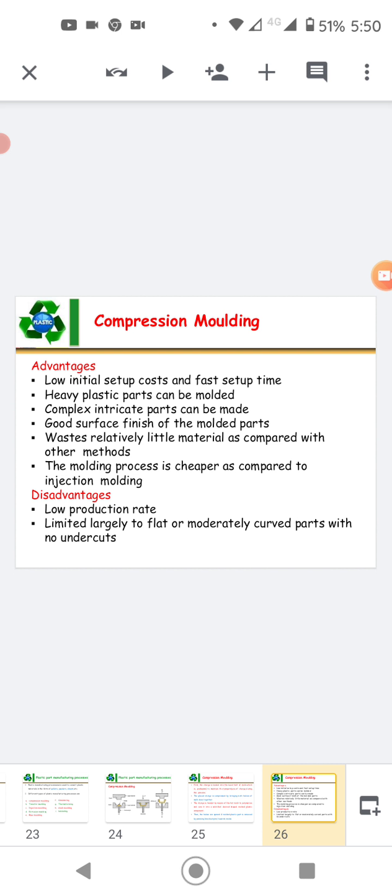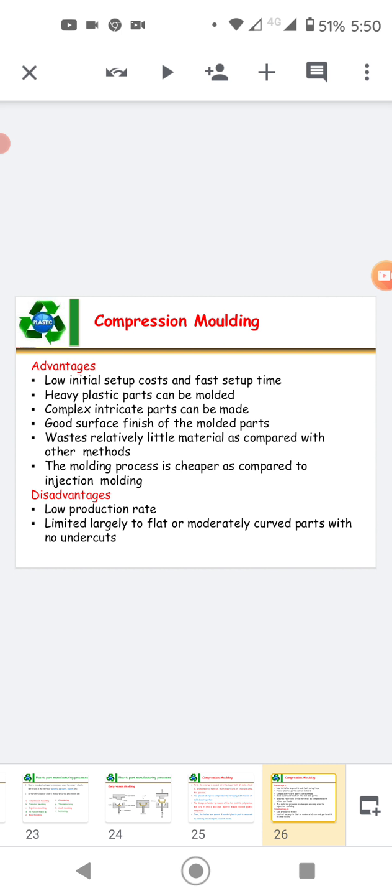Waste of material is little as compared with other methods. The molding process is cheaper as compared to injection molding, and there is no wastage of raw materials. It is suitable for shallow components having no inserts. Dimensional accuracy and surface finishing are good.